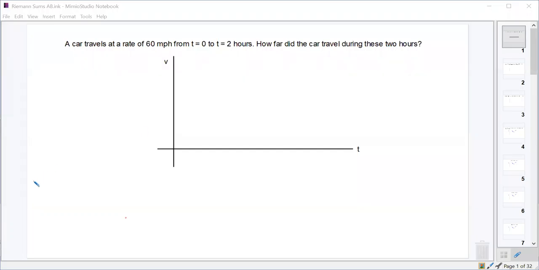We've got a car. I'm in a car. I'm driving, and I'm traveling at a constant rate of 60 miles an hour. So I've got my cruise control set or something. So I'm going 60 miles an hour.